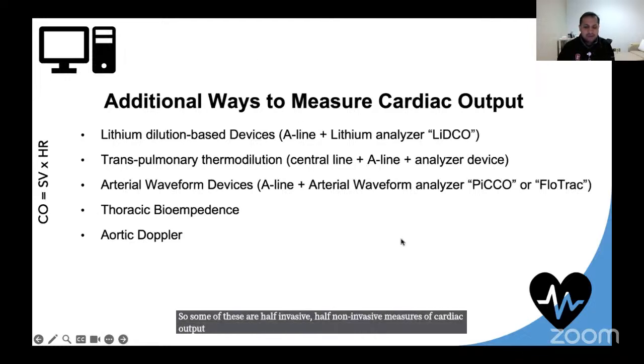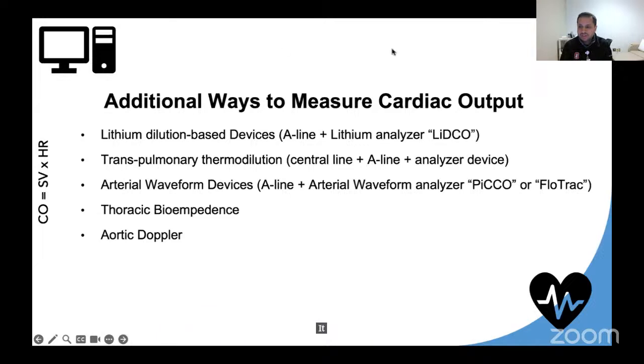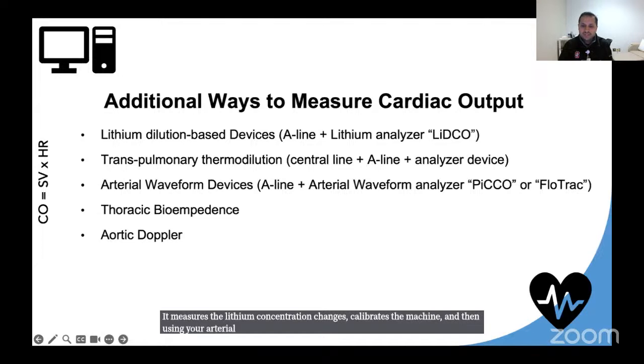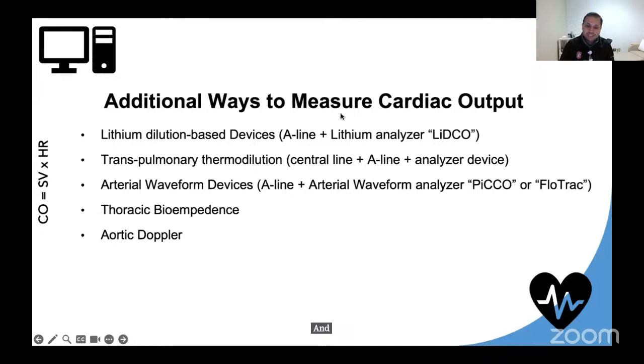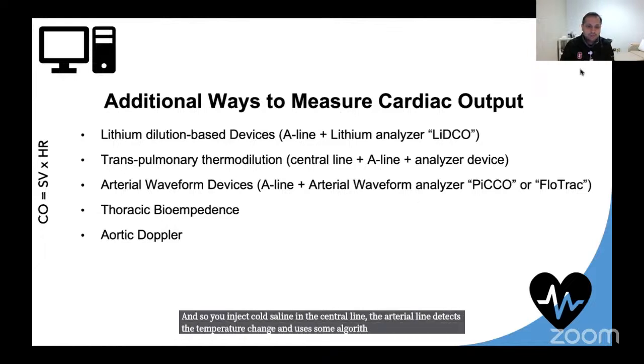For example, the lithium dilution-based devices, or the LiDCO, where you have an arterial line and you inject a little bit of lithium in it, it measures the lithium concentration changes, calibrates the machine, and then using your arterial waveform and a mixture of the lithium dilution as well as the pulse contour analysis will give you a cardiac output. Similar to that is transpulmonary thermodilution, where a central line and an arterial line are placed. In this case, the arterial line has a thermistor, or a temperature monitoring device. So you inject cold saline in the central line, the arterial line detects the temperature change and uses some algorithms to calculate the cardiac output.